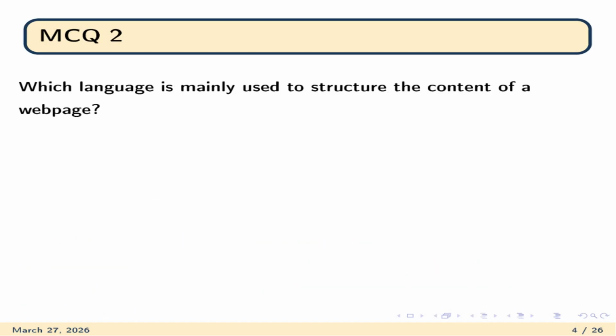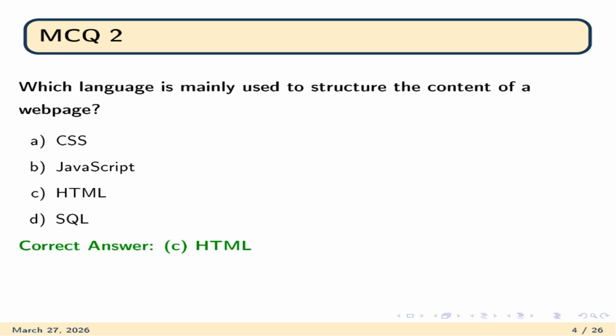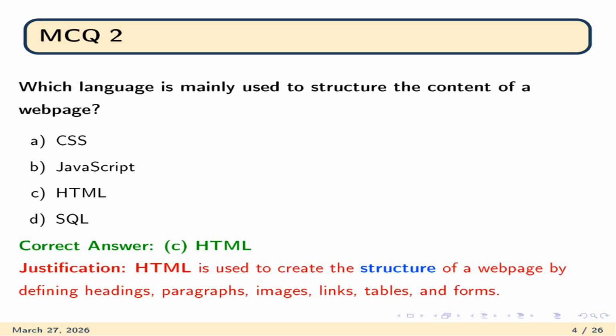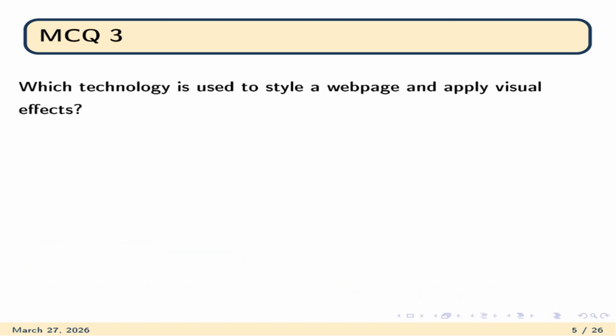Question number 2, which language is mainly used to structure the content of a web page? CSS, JavaScript, HTML, SQL. The correct option is HTML, because HTML is used to create the structure of a web page by defining headings, paragraphs, images, links, tables, and forms.